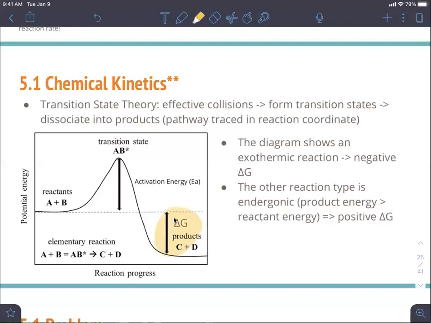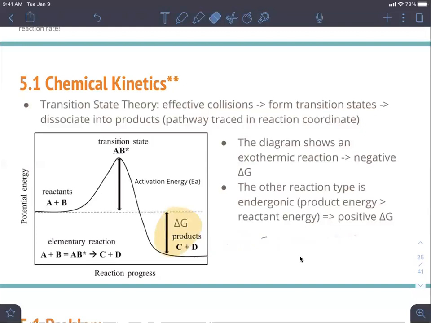So this is actually an exergonic reaction, and there's a negative delta G because the products have less energy than the reactants. This is basically the explanation of why negative equals spontaneous reaction. Spontaneous just means it's going to happen. If the delta G is negative for these two reactants, then you don't need to do anything else. The reaction is going to happen no matter what.